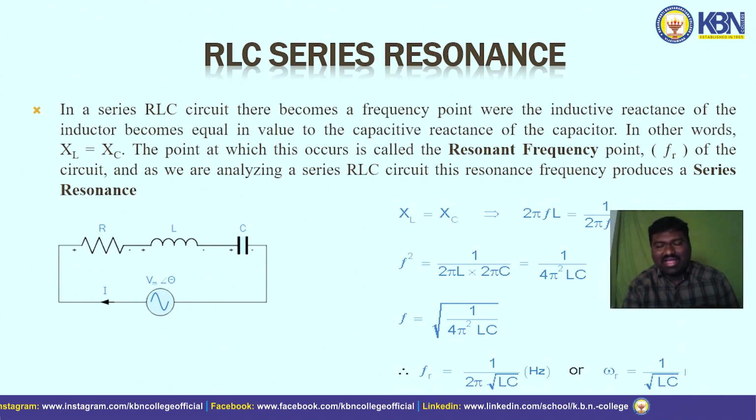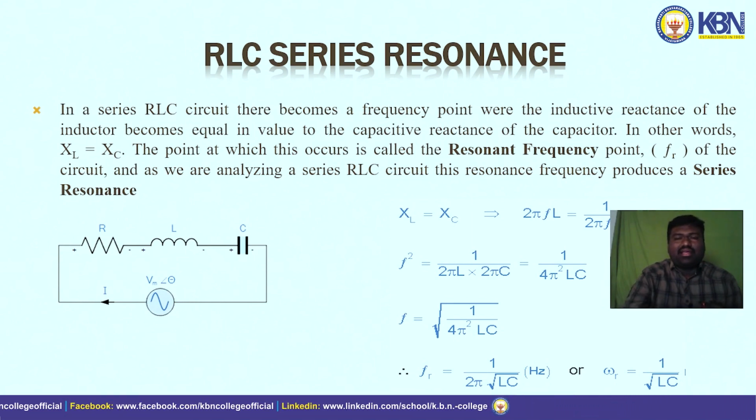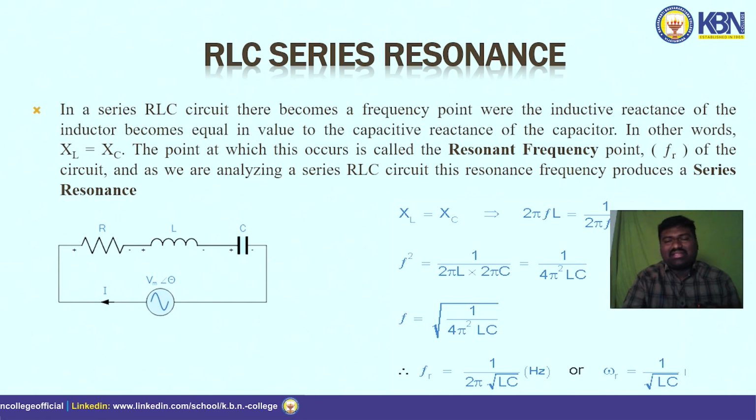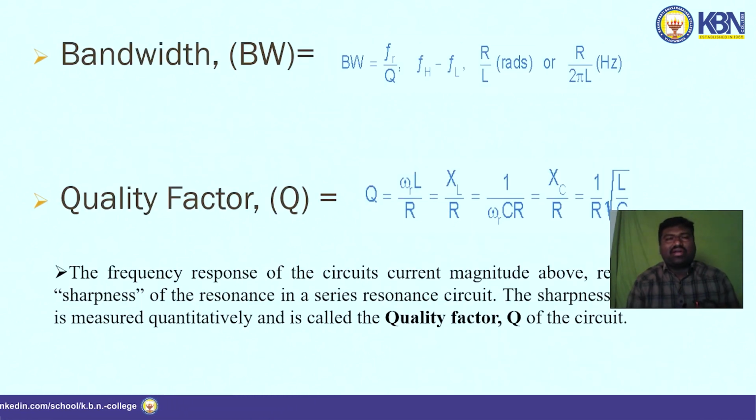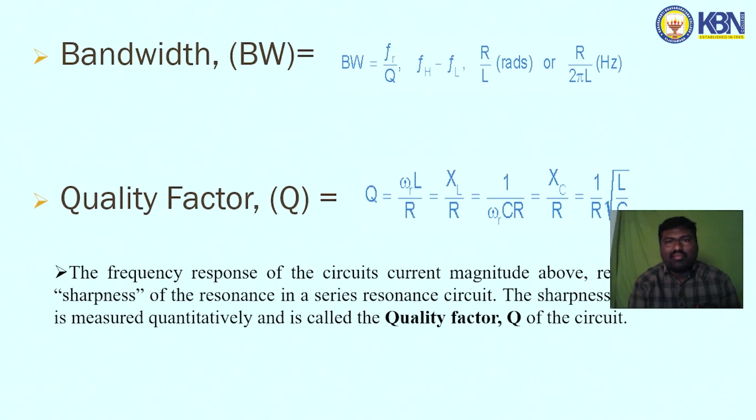We calculate the resonant frequency by using this formula. FR equals 1 by 2 pi root LC, or omega R equals 1 by root LC, where L means inductor and C means capacitor. Bandwidth is the difference between the two frequencies. Bandwidth is represented by BW, and it equals the resonant frequency divided by the quality factor, that means FR by Q.